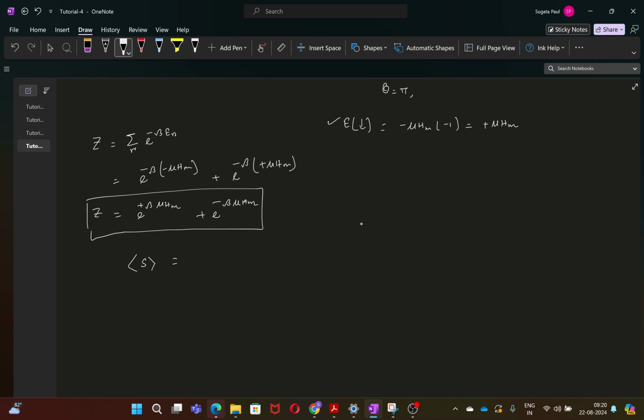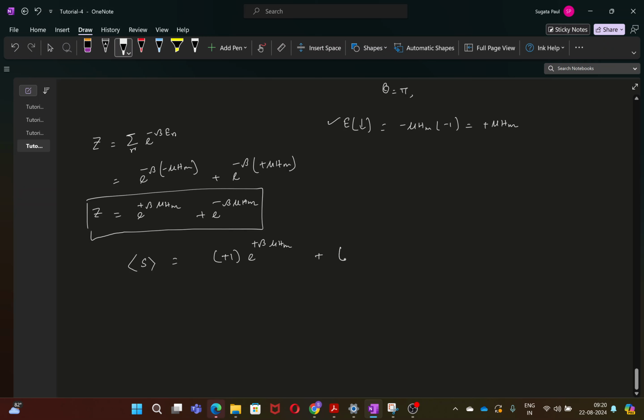So basically, first of all, for the up spin state, your S value is plus 1. So then plus 1, and the corresponding Boltzmann weighting factor is e to the power of minus beta of minus mu hm, which is basically e to the power of beta mu hm with a plus sign. This corresponds to the energy level of minus mu hm. So this is the Boltzmann weighting factor for the up spin state, and that's why you have plus 1 at the front.